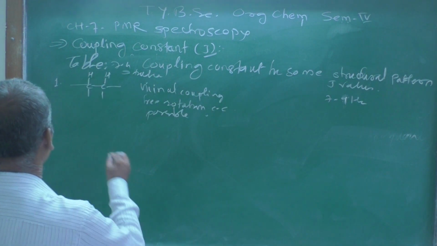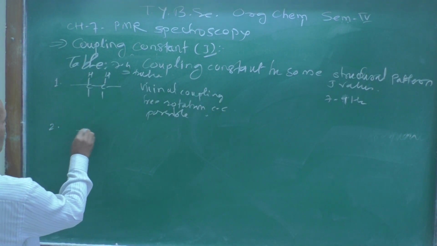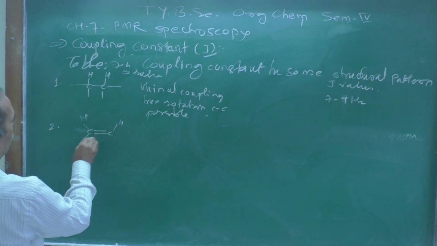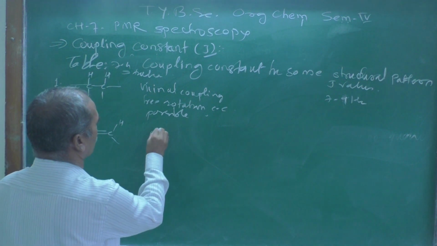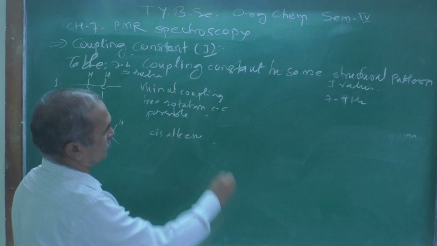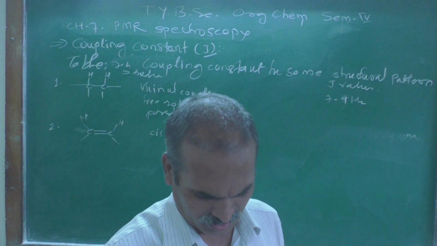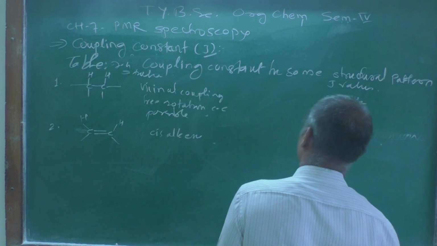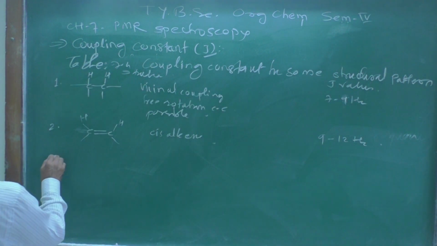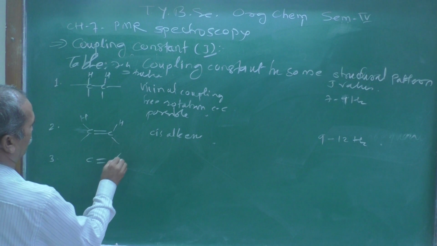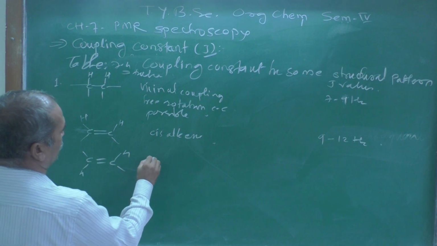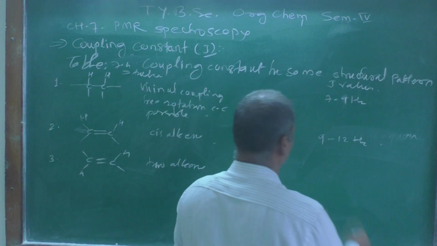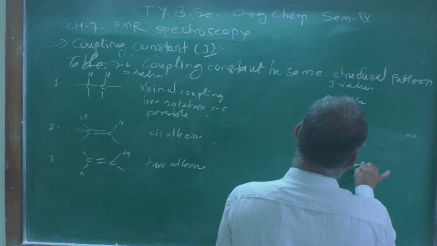Then number 2, suppose there is a carbon double bond here with hydrogen atoms, this is a cis alkene. The value is generally found to be 9 to 12 hertz, and if there is a carbon double bond with H and H, that is a trans alkene, the value is nearly 8 to 16 hertz.